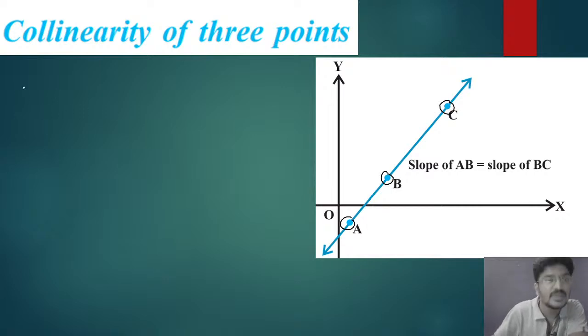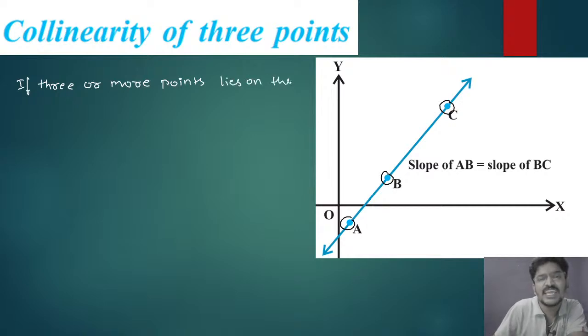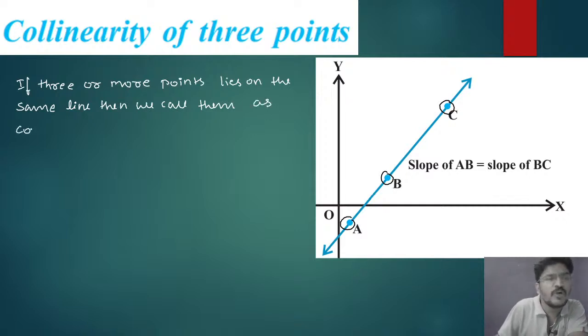That is, if three or more points lie on the same line, then we call them collinear points.